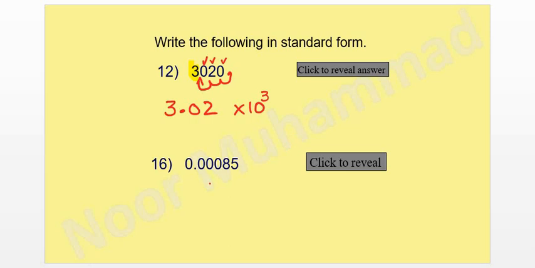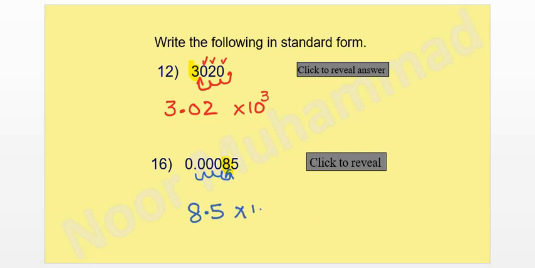What about this one? First question, where does the decimal have to be placed? It has to be placed after the first non-zero digit. So my first non-zero digit is what? It's 8. So that's why the decimal is going to be moved here, right? And how many places have I moved it? 1, 2, 3, 4 places, right? So 8.5 is the first part of the standard form.